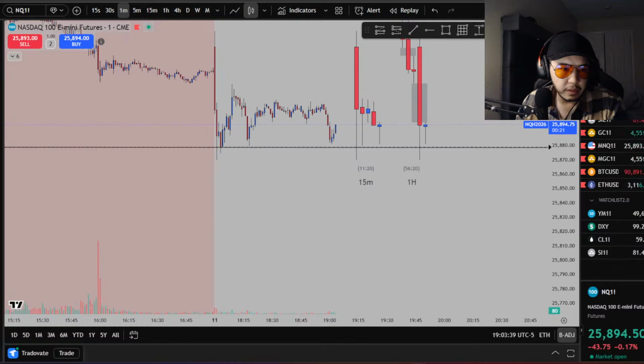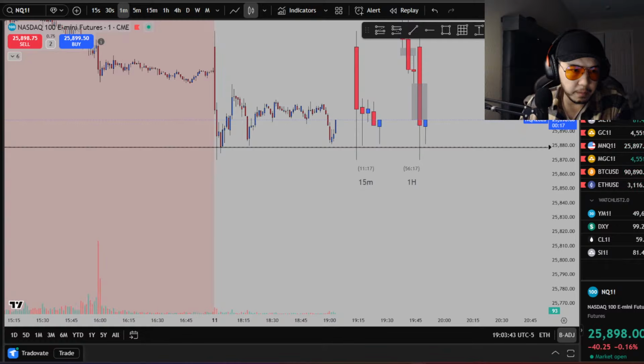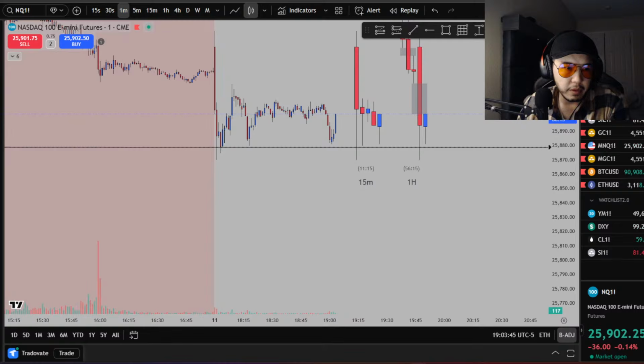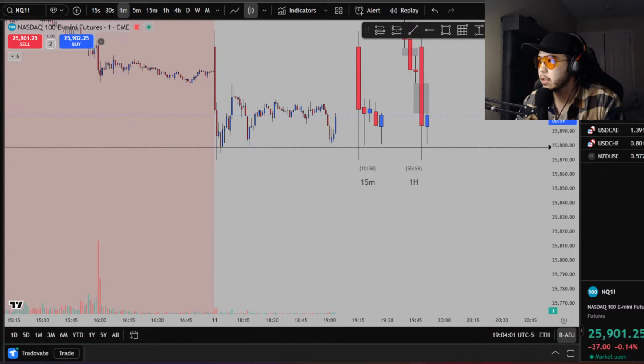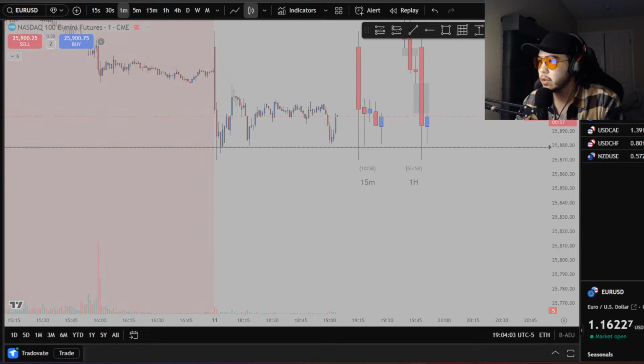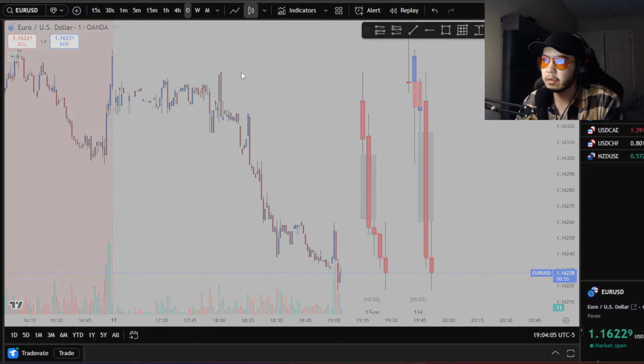Now this C plus HC works on indices plus gold, but not forex pairs. It does work on forex pairs. On forex pairs, the way I used to trade it is I used to pay attention more to the daily. So if my daily, for example, let me go to my forex pairs. Let's go to Euro USD, for example. Let's go to daily.